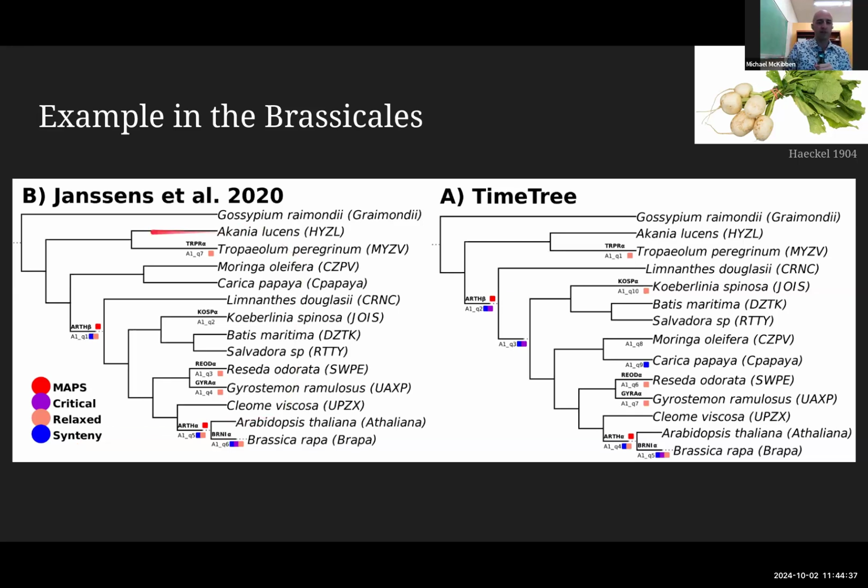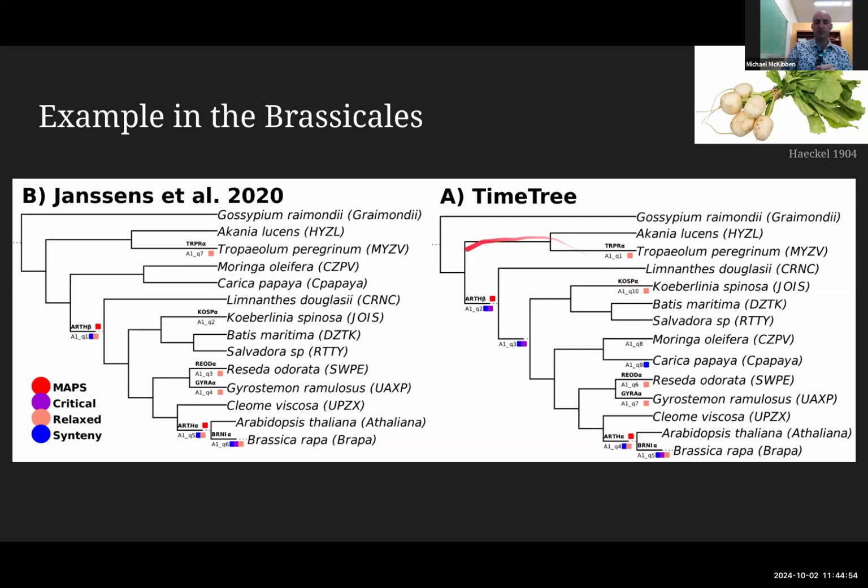On the left, we have a topology pretty similar to what we understand the relationships of these species to be, and across studies and tools, we largely see an agreement for the placement of these different duplications, with the exception of this duplication in Cleomella spinulosa.